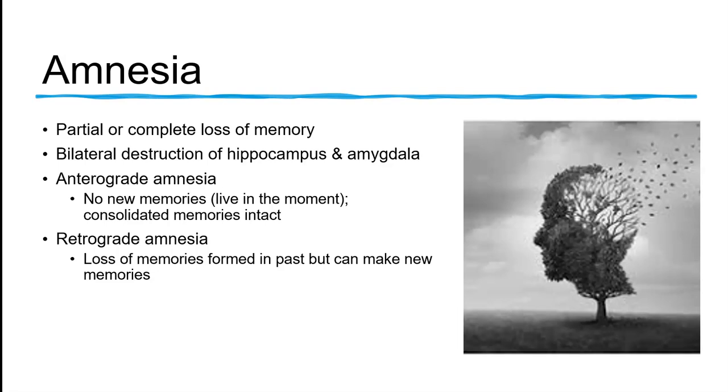There are two major classifications of amnesia: anterograde amnesia. Antero, think forward. So no new memories can be stored in the brain. So you live in the moment because you don't remember anything new to store as a memory. Retrograde amnesia is when you lose the memories that you have already formed, but you can make new memories. So retro means behind. You lose the memories of the past, but you can make new memories. Anterograde, you can't make new memories, but you do remember the past.